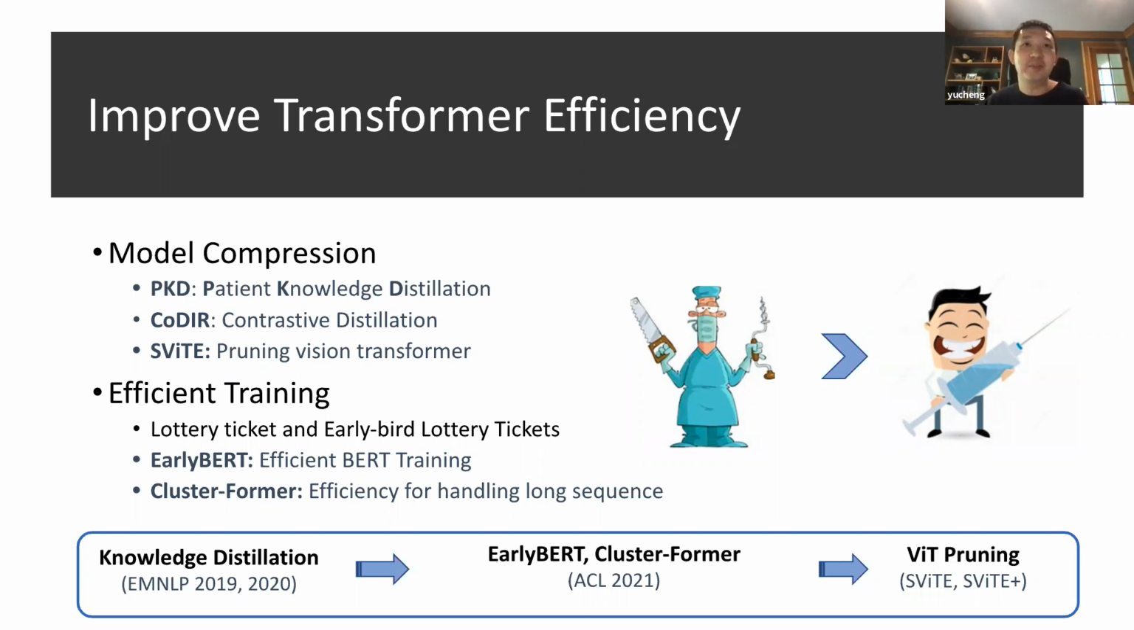Sometimes we also think about something like traditional pruning, right? Like we did for traditional CNN. So we did pruning for BERT and RoBERTa, but also recently we have tried to prune the vision transformer.